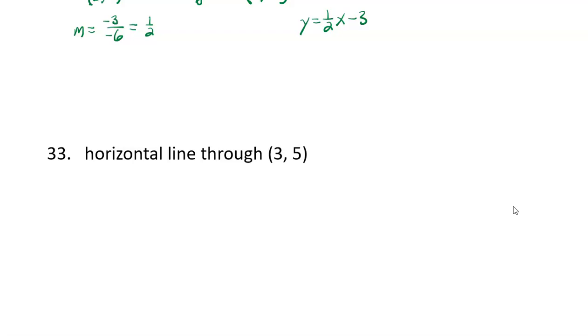And last, number 33. There's a horizontal line through the point 3, 5. Well, you can run through the similar process of figuring out m and b, but it's a horizontal line, so it's a special case. Horizontal lines have a slope of 0. So m is 0 without doing any work. We just know m is 0. Another thing we know is horizontal lines just have the form y equals, and then it's a constant number.